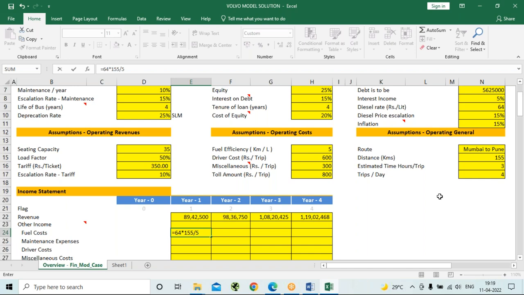Into the estimated trips per day, which is 4, into 365. I'll just show the value once. You can have a look at it. Let me know in case there is any confusion. So it is 64 per liter, and the bus travels 155 kilometers divided by 5. That gives how many liters of fuel are required for one trip, and the bus makes four trips. So that gives how many liters of petrol are consumed in one day and per year, at 64 rupees per liter.